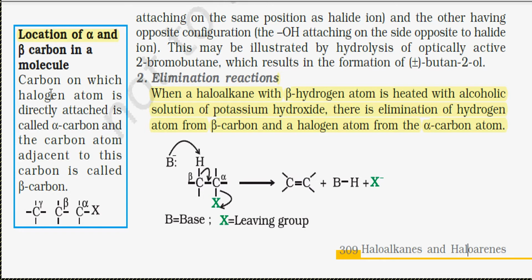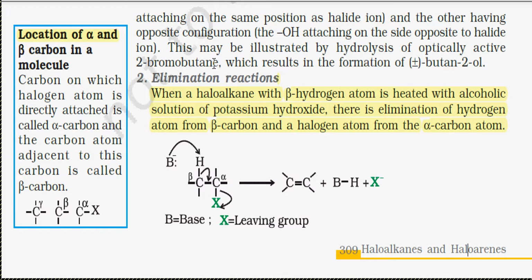Carbon on which halogen atom is directly attached is called alpha carbon. So this is the carbon on which halogen is attached, it's alpha carbon, and this is beta carbon. And the carbon atom adjacent to this carbon is called beta carbon.